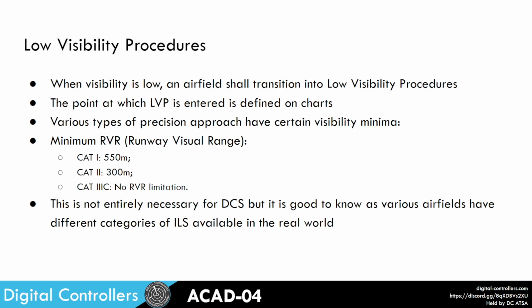Here I've given 3 examples of different categories of precision instrument approaches. You have category 1, which requires 550 meters or greater runway visual range, category 2 at 300, and we also have category 3C, where we have no RVR limitation. We don't typically have anything higher than category 1 or 2 in DCS, but different airfields do have different categories of ILS available in the real world, and to a lesser extent also in DCS.